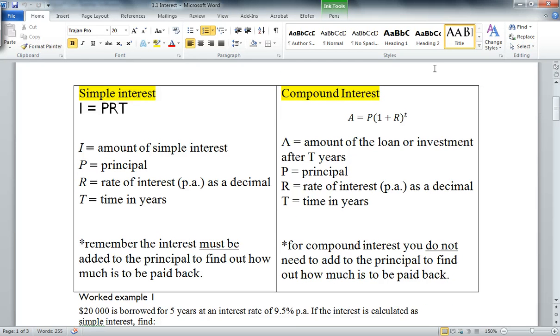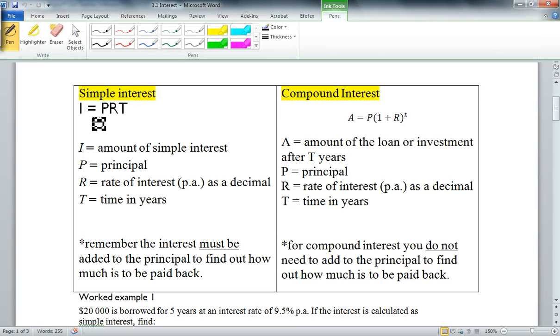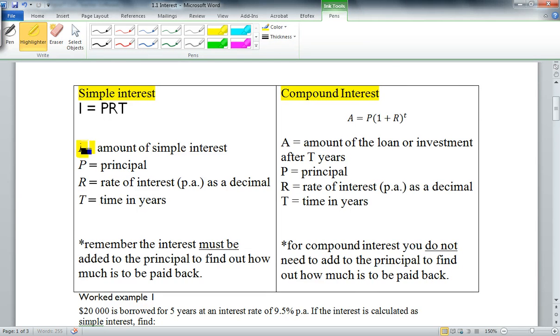When dealing with simple interest, we use the formula I equals PRT, where I is the amount of simple interest that is accrued, P is the principal amount, that's the amount you actually start with, R is the rate of interest per annum as a decimal. So we don't put the rate in as 9% like that, we put it in decimal, which of course is 0.09, so that's 9%. T is time in years.